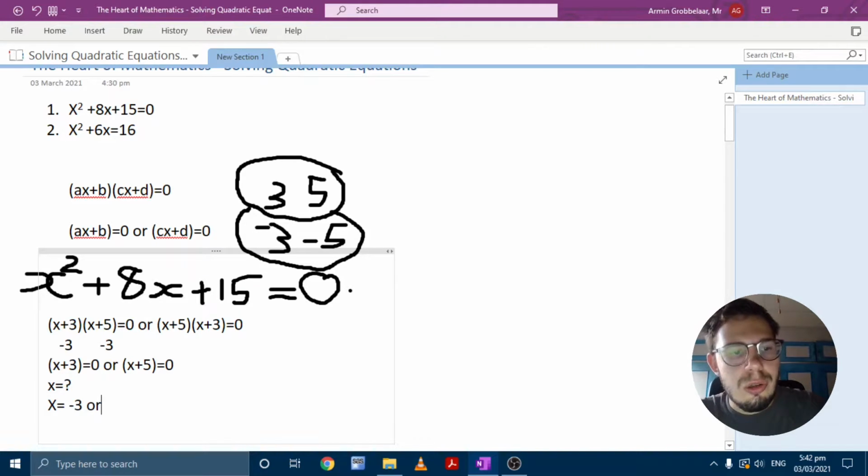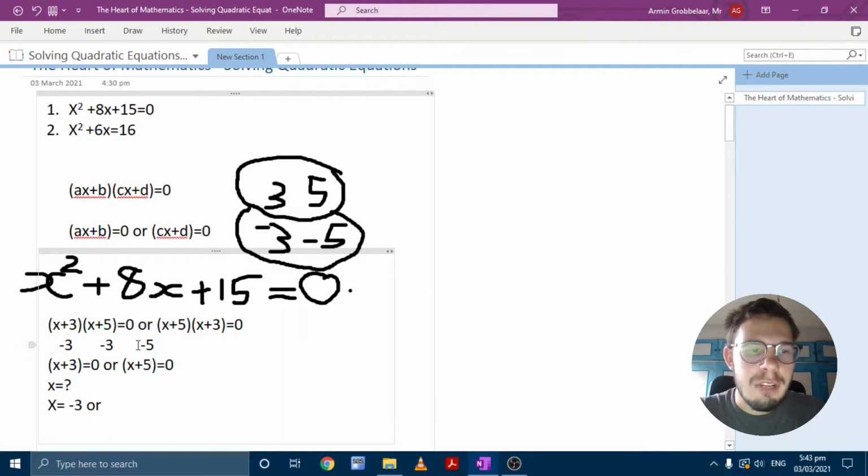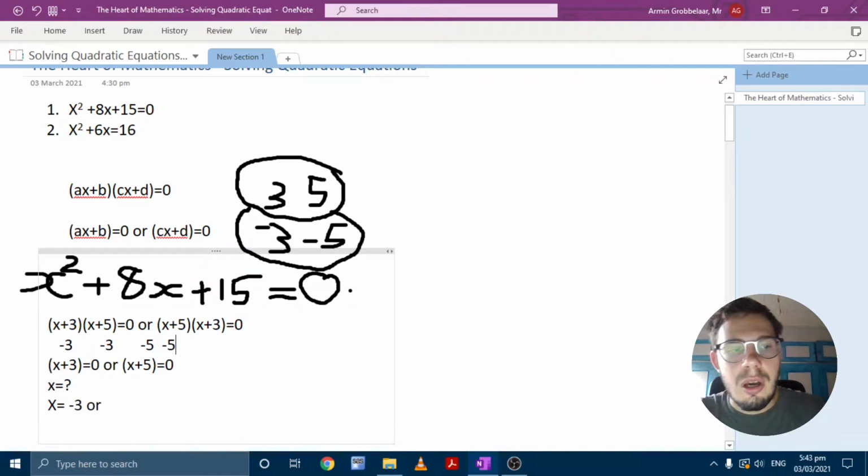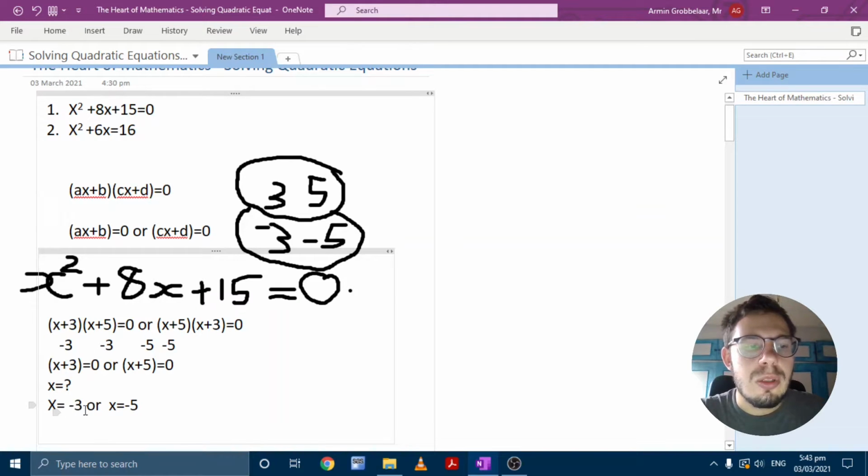Or what I can do is, now I have to solve x plus 5 equal to 0. To get rid of that 5, I subtract 5 on the left hand side, but because I subtracted 5 on the left hand side, I also have to subtract 5 on the right hand side. So x plus 5 minus 5 is 0, and 0 minus 5 is just minus 5. So I have my two answers of x equal to minus 3 or x equal to minus 5.